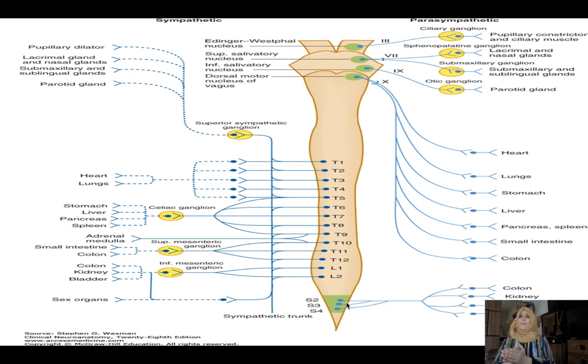Where does it supply? It supplies the distal third of the transverse colon, descending colon, sigmoid, rectum and anal canal, and also forms the hypogastric or pelvic plexuses to supply the organs of the pelvis. Okay, we need to know this. Now we have functions in our body that you should know.